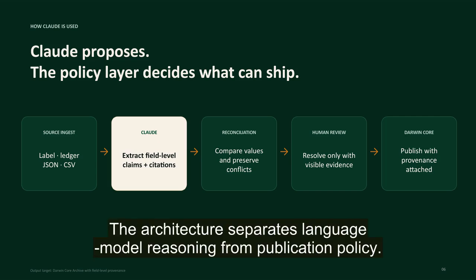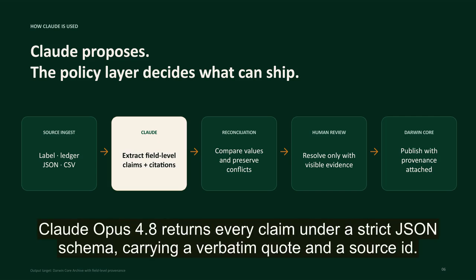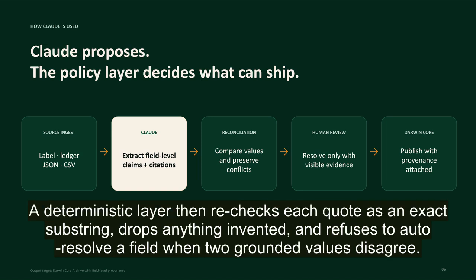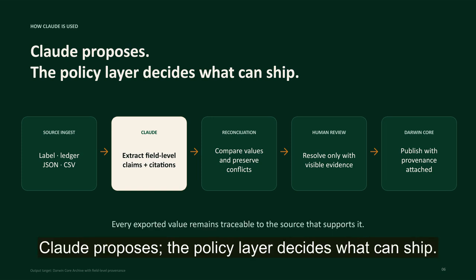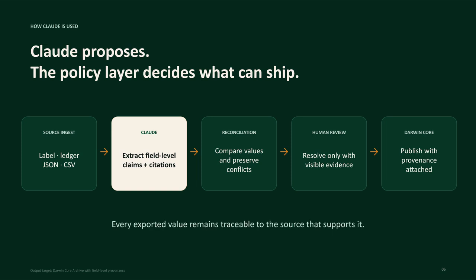The architecture separates language model reasoning from publication policy. Claude Opus 4.8 returns every claim under a strict JSON schema, carrying a verbatim quote and a source ID. A deterministic layer then rechecks each quote as an exact substring, drops anything invented, and refuses to auto-resolve a field when two grounded values disagree. I built that safety layer, and the adversarial tests that prove it, in Claude code. Claude proposes, the policy layer decides what can ship.